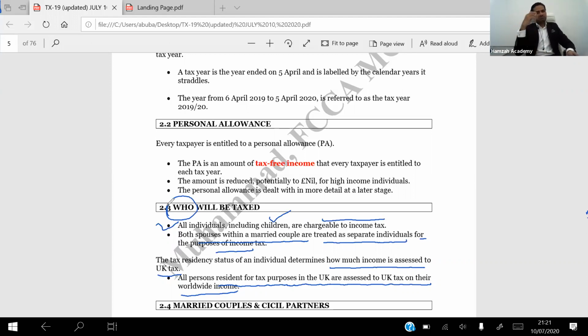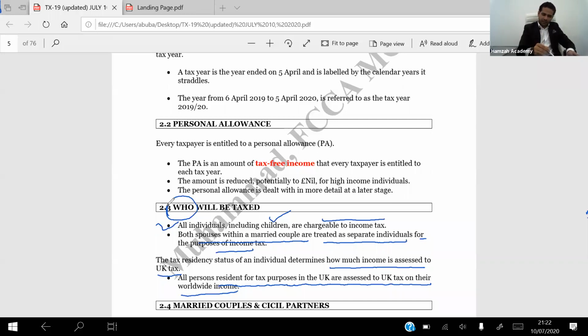An individual, regardless of age, even children, living in the UK or a British national, resident: income derived within the UK, and income coming from outside the UK, will be taxed.